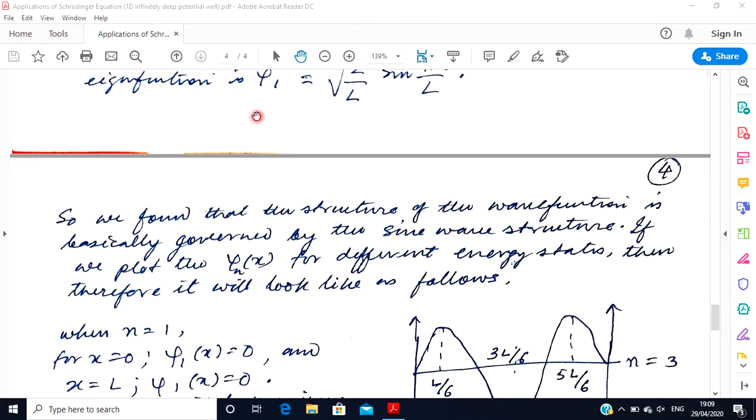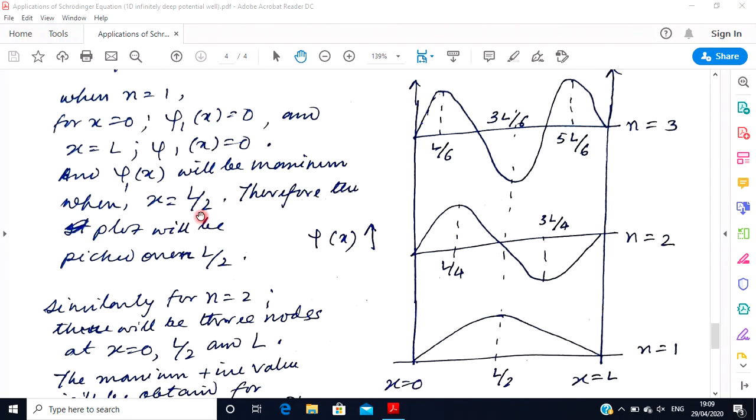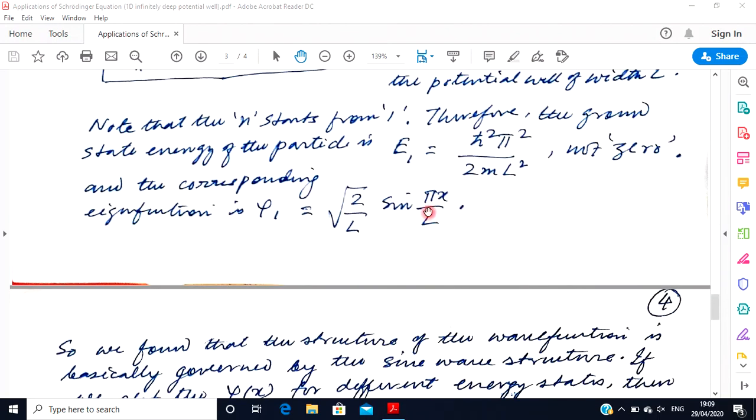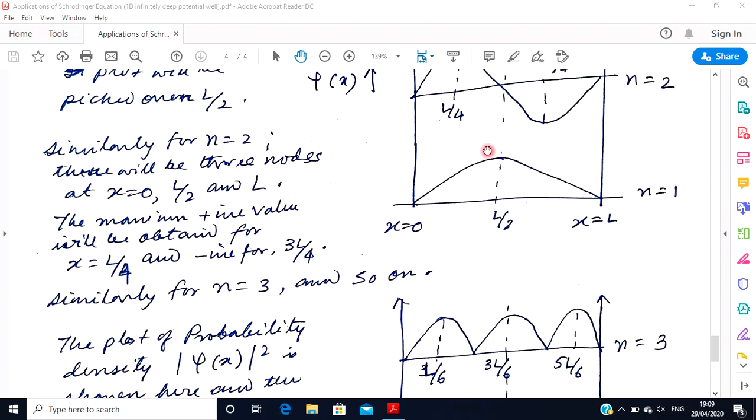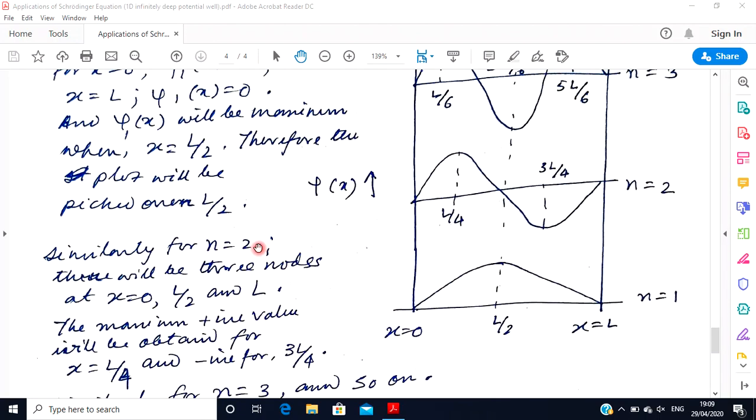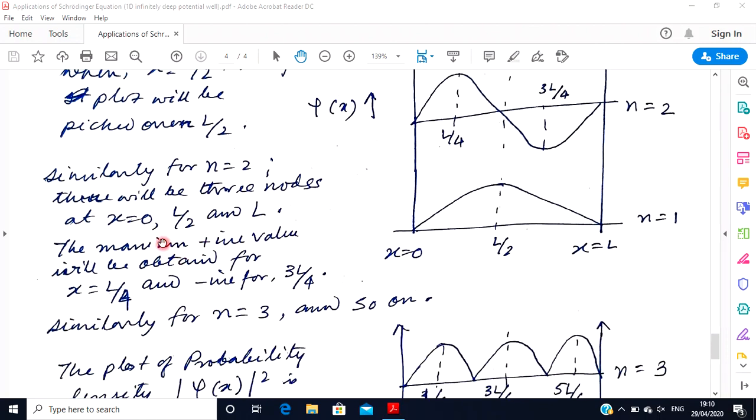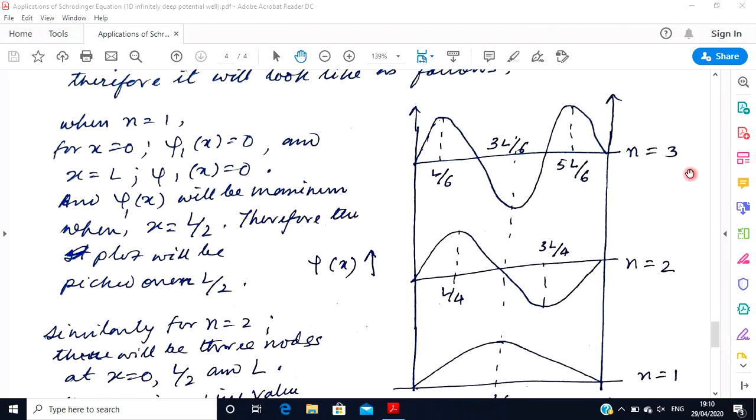And this will peak at L by 2 because this is a sine function and the maximum value it gives is when the argument is pi by 2. So the ground state will look like this. Again, if you calculate this for the first excited state, you will get this kind of structure because this is a sine function. So this will peak at L by 4 and 3L by 4, and we will get a positive and negative peak. And for n equals 3, the second excited state, you will get 3 peaks like this. The values are given here.